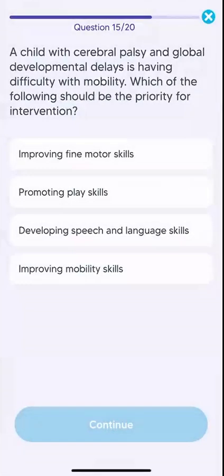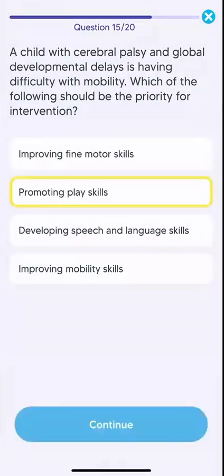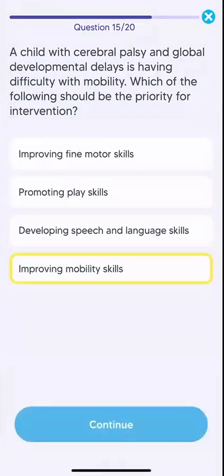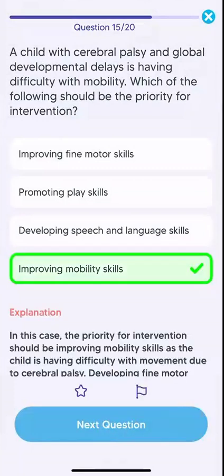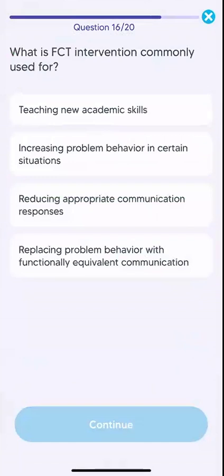In cerebral palsy, I have this child in my center. It's difficult for them to move, and the bones. I think this one, improving mobility skills. Yes, correct. In this case, what intervention is FCC in function?